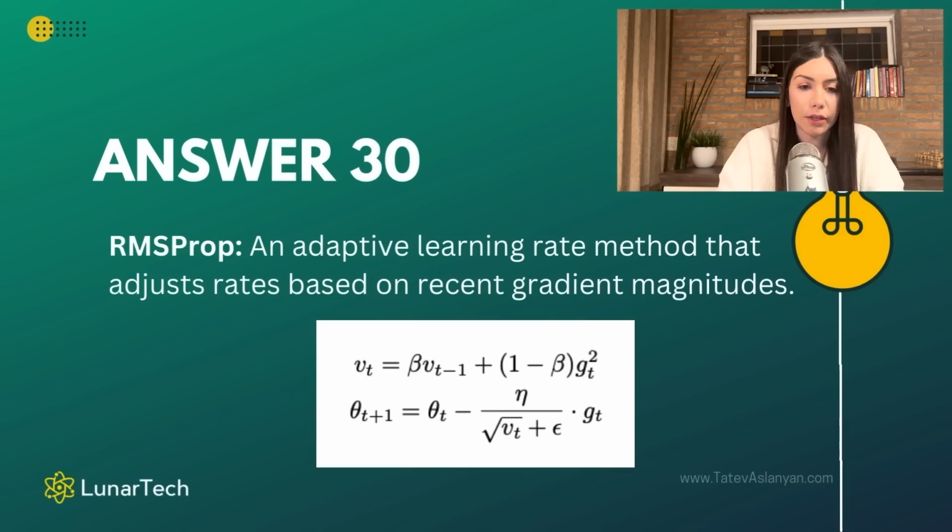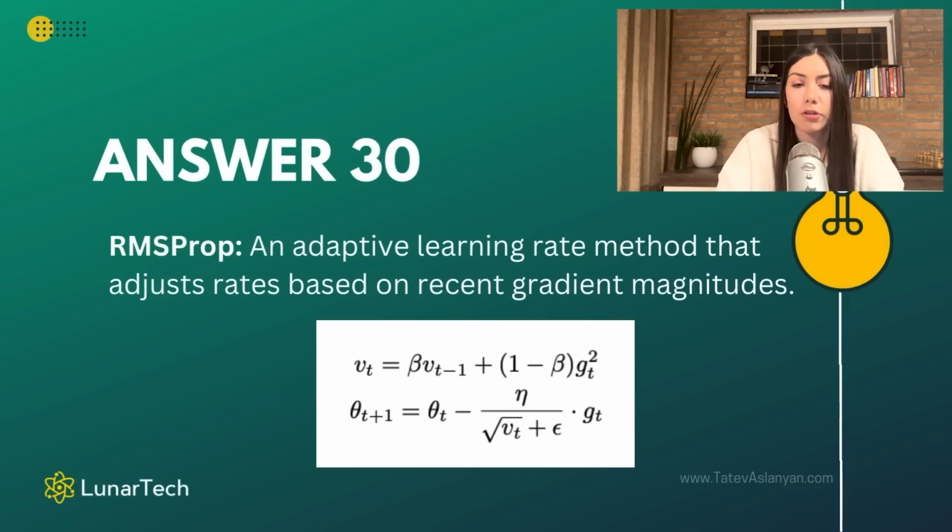So as you can see here, we have this running average Vt, which is equal to beta times Vt minus 1 plus 1 minus beta times Gt squared. So this is basically our second order gradient. Then what we are doing is taking this running average and using it to adapt and adjust our learning rate.